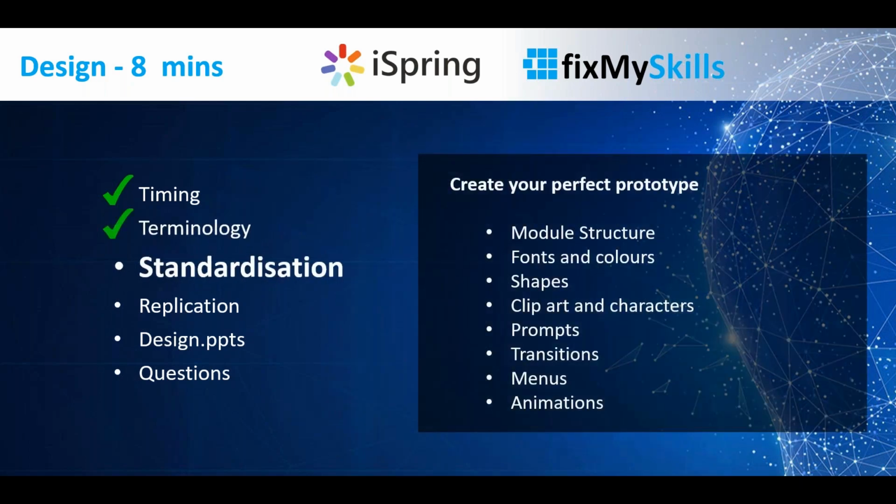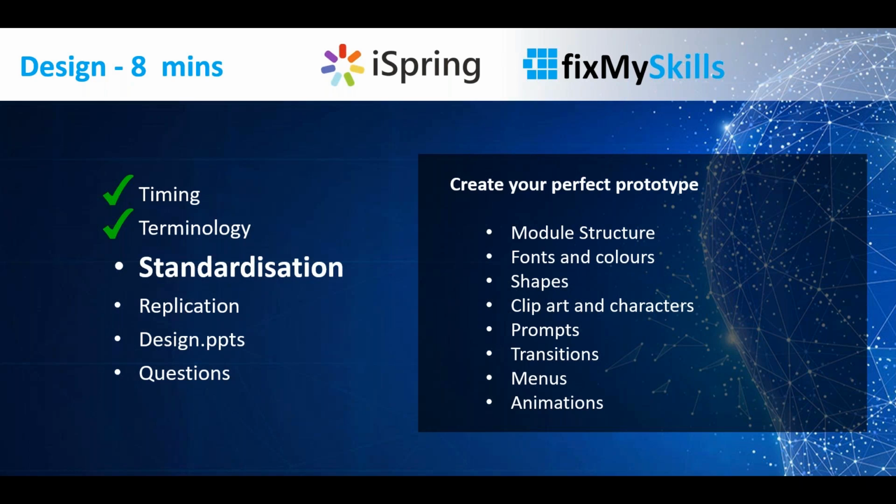Again, with that consistency is standardization, where you create your perfect prototype. And I'm going to come back to that because that's really, really important. Plan your module structure. Look at your fonts and colors. Just because there are 1,000 fonts and 1,000 colors doesn't mean you have to use them all. If you have certain shapes to indicate and communicate certain things, stick to them. You know, clip art and characters, choose the way you're going to use that, and don't mix and match photos with clip art and/or characters. Be consistent in your prompts. Press next to continue, click next to continue, decide what it's going to be, and set that standard.